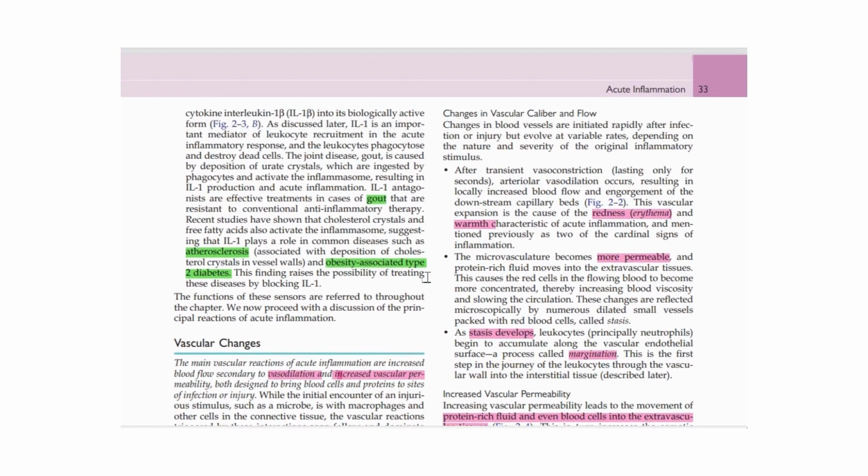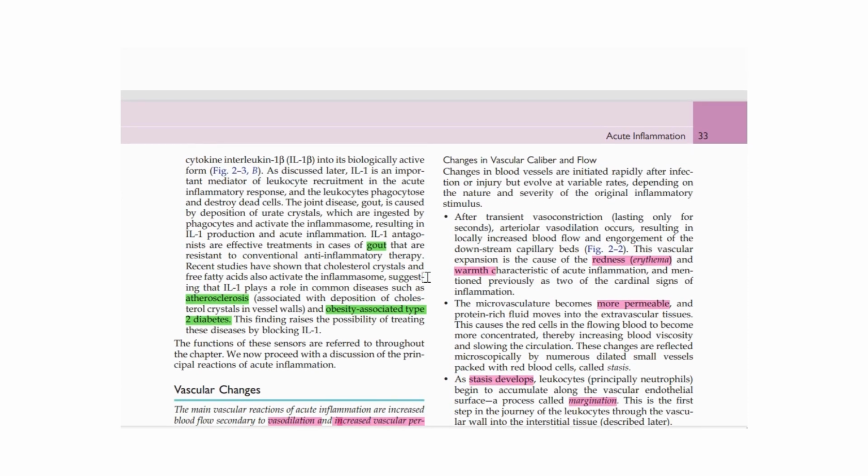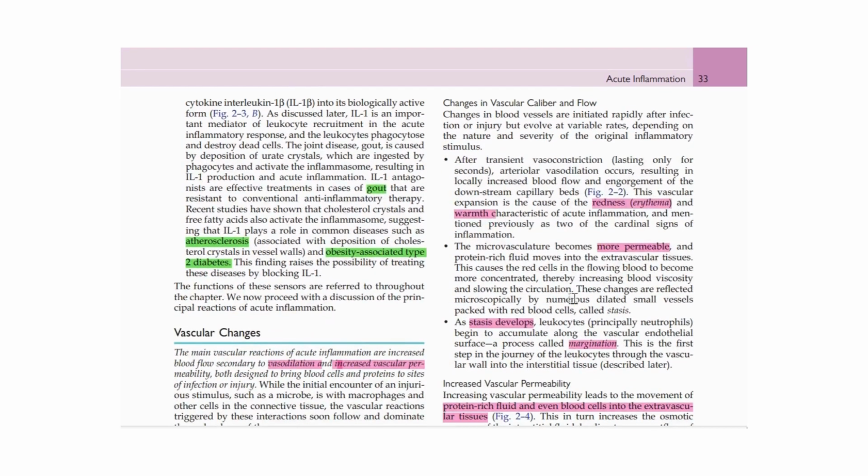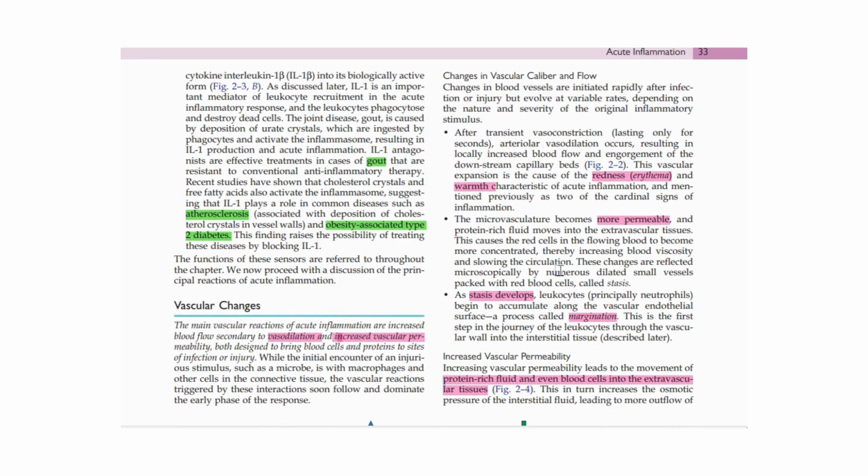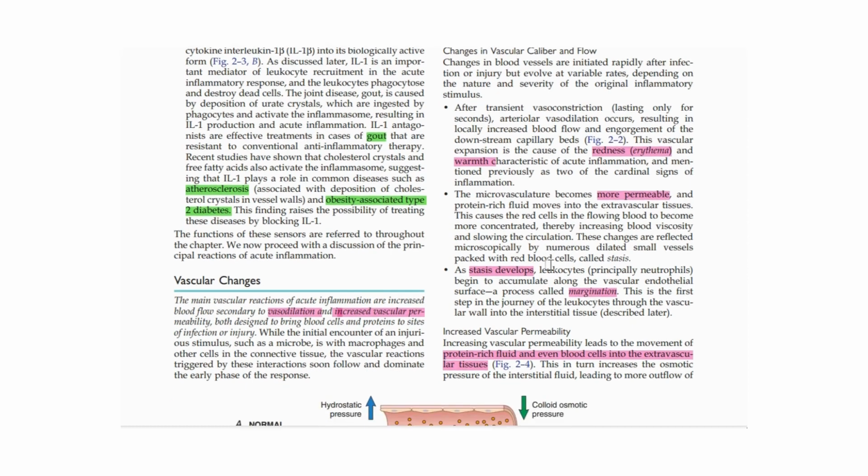Vasodilation occurs as arteriolodilation and venodilation. Arteriolodilation leads to increased flow of blood toward the site of the injury, which leads to erythema, or redness, a characteristic of inflammation. Another cardinal sign, warmth, is caused by the increased blood flow. Then the microvasculature becomes more permeable, and protein-rich fluid moves into the extravascular tissues toward the site of the injury, and this results in the flowing of the leukocytes toward the site of the injury and phagocytosis.